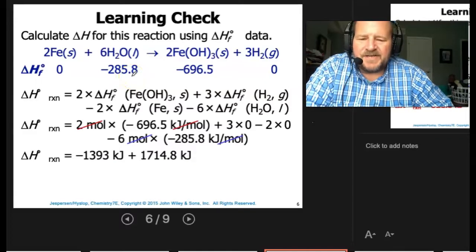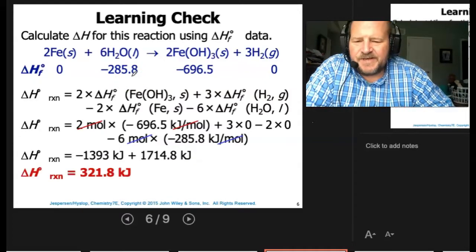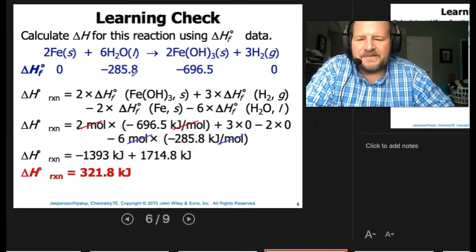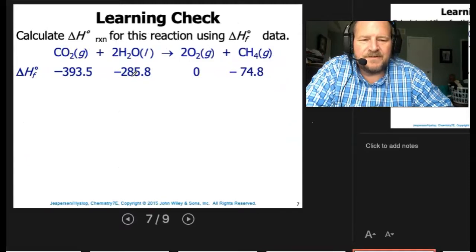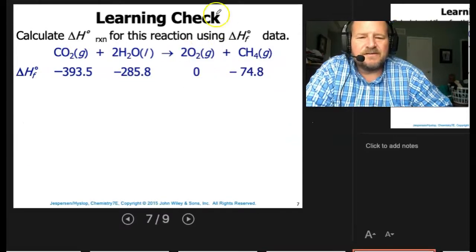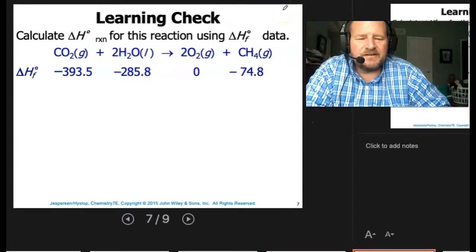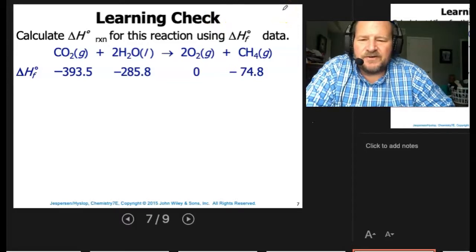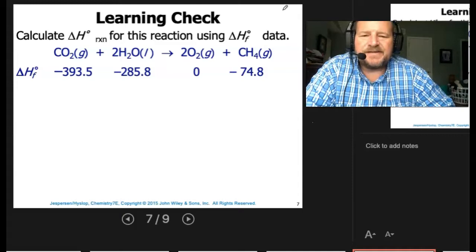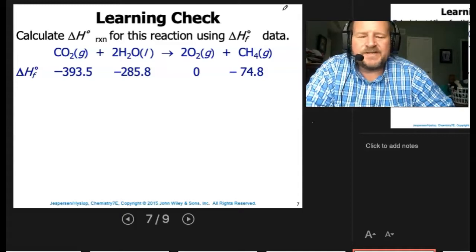We get negative 1393 plus 1714 gives us a final value of positive 321.8 kilojoules. Right? All right. So pause here and give this one a try on your own, and then I'll go through it. So we've given you the delta H formation of each piece, and it wants to know what is the delta H of the reaction.